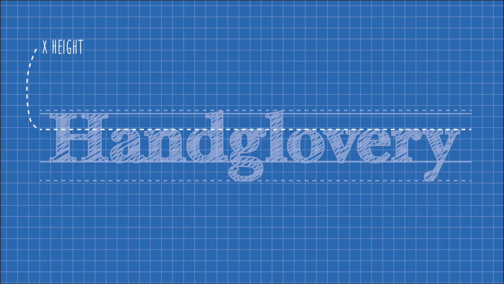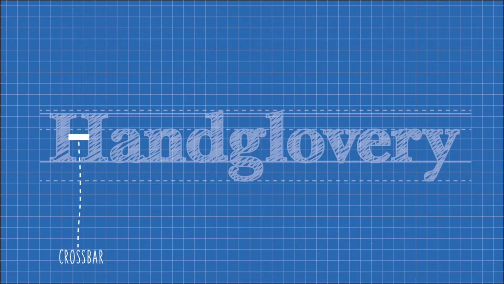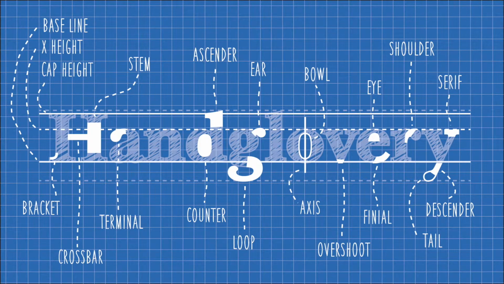We have the cap height, X height, baseline, descenders, ascenders, overshoot, bracket, crossbar, stem, terminal, counter, ear, loop, axis, bowl, eye, finial, shoulder, serif, and tail. Was that too quick for you? Okay, I'll slow it down and further explain.